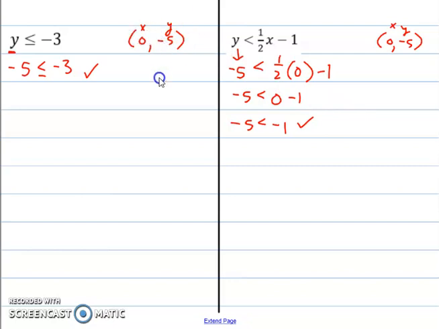You take a point that's in your solution set for both, plug it in, substitute the values. It should be true statements for both of them. If it doesn't, oh, red flag, something went wrong.